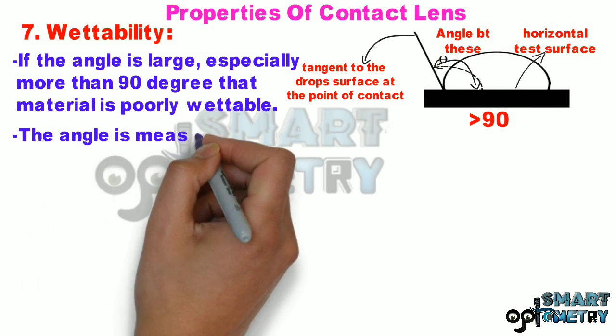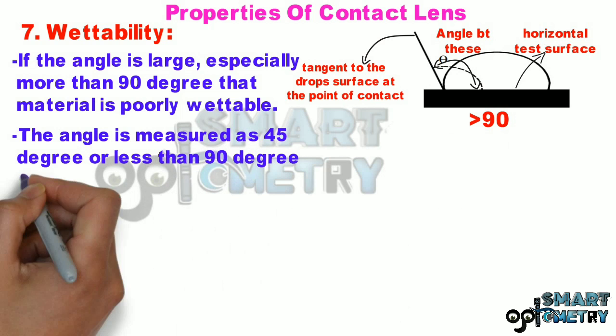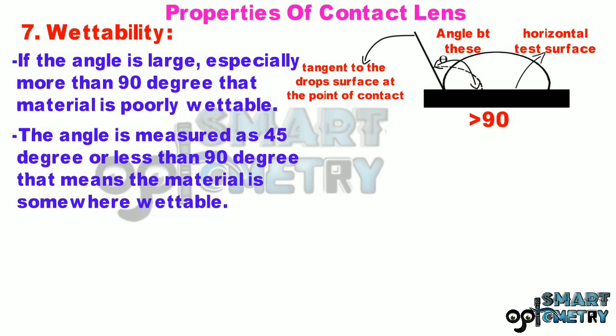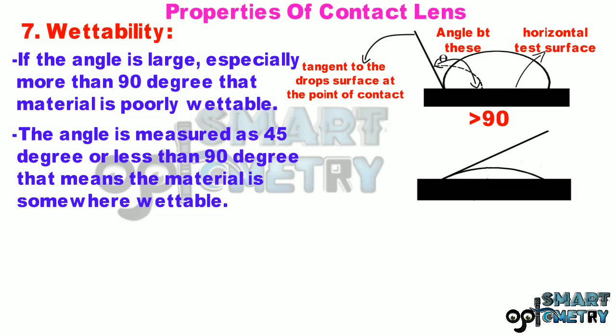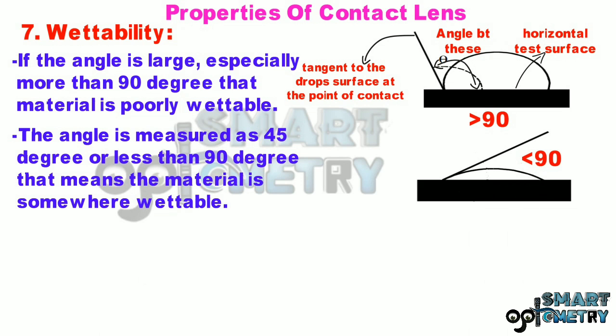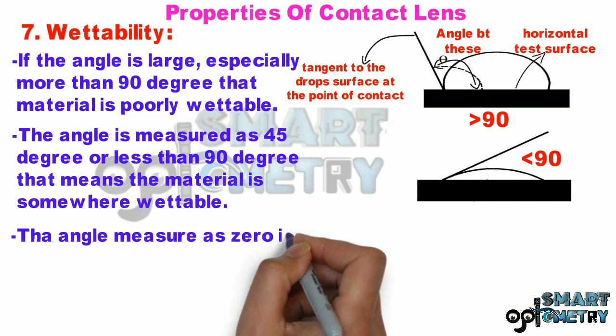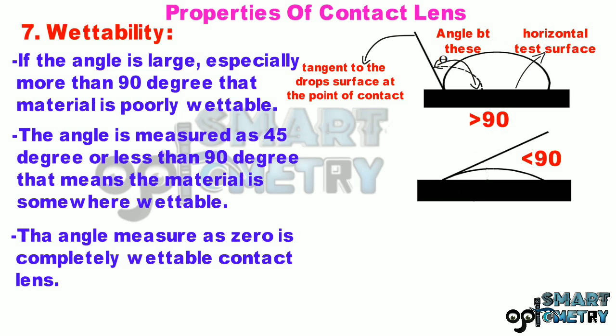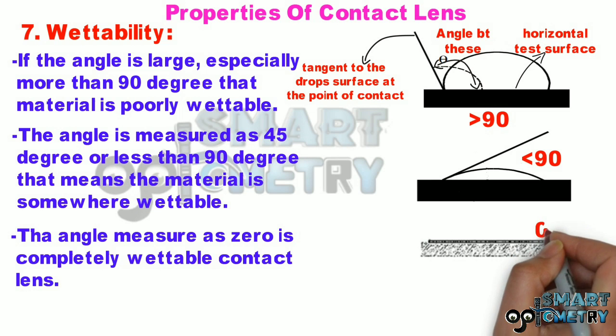If the angle is measured as 45 degrees or less than 90 degrees, that means the material is somewhat wettable. Here in this figure, the angle is less than 90 degrees. If the angle is measured as 0, it is a completely wettable contact lens. Here the angle is 0.